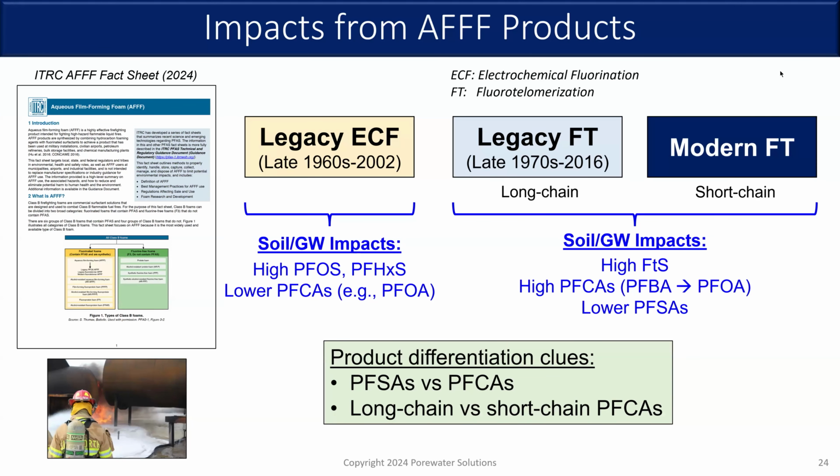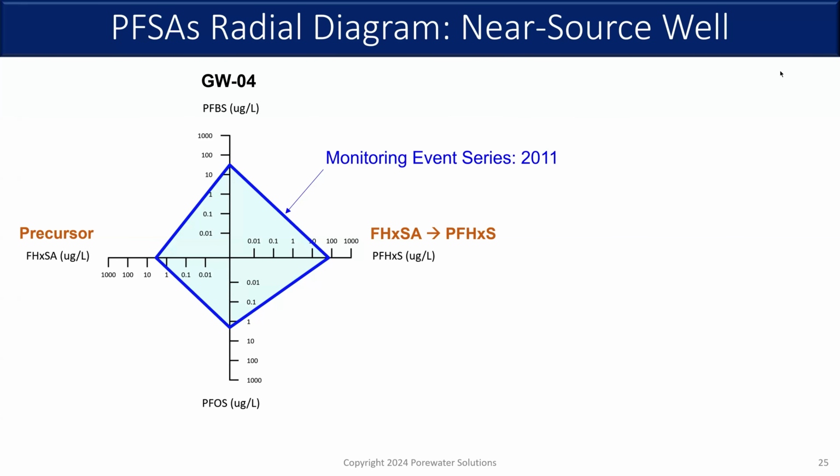But now we've got clues. Looking at the two different types of products and the three categories here, two things we can look at are, in any source area, we can look at what's the ratio of sulfonate to carboxylate concentrations. And to better understand, is it legacy FT or modern FT, we can look at long chain versus short chain carboxylates. So these are the forensic clues we're looking for in the different source areas.